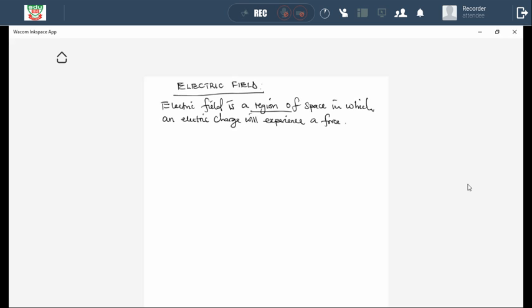So if the main charge is positive, there's going to be repulsion. So it means the test charge is going to be pushed away. The direction of the electric field will be the direction that is taken by the test charge. So it is going to be pushed away. But if the main charge was negative, then the test charge is going to be attracted. It's going to move towards the main charge. So in that case, the direction of the electric field will be towards the main charge, right?